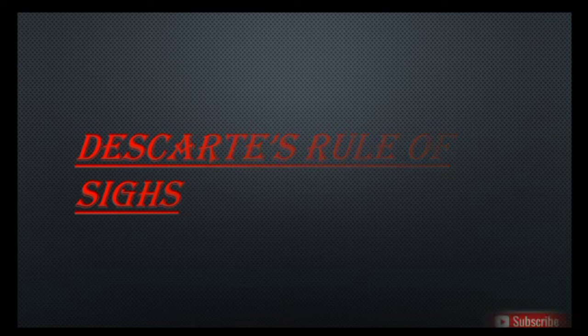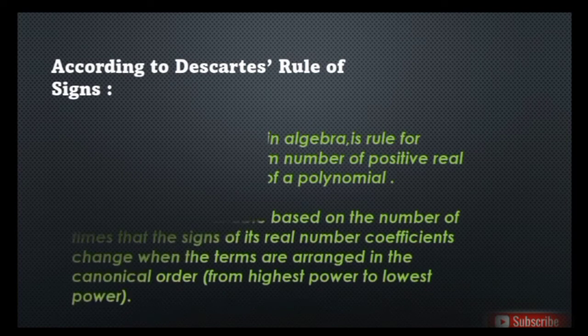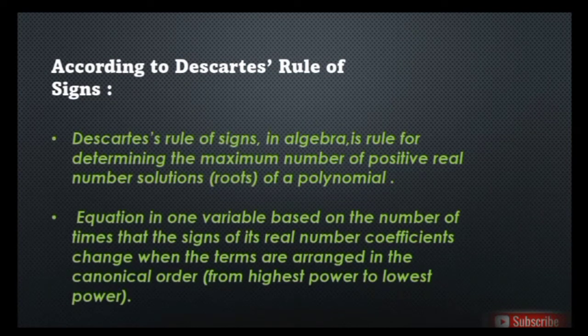So this rule is used in determining the number of real roots. The real roots, not the imaginary ones. Real roots can be positive, negative, and zero. According to Descartes' rule of signs, it is used to determine the maximum number of positive real solutions or roots. We can use this rule in an equation of one variable or more than one.